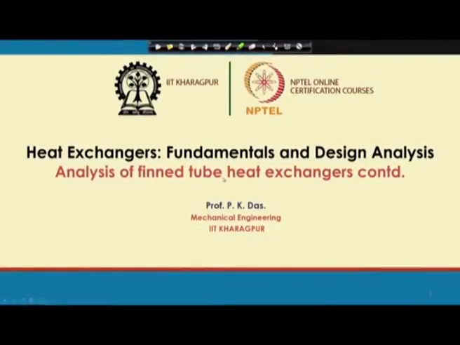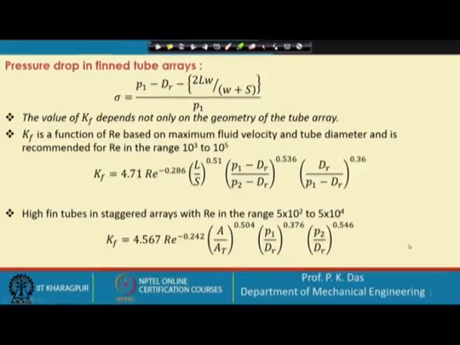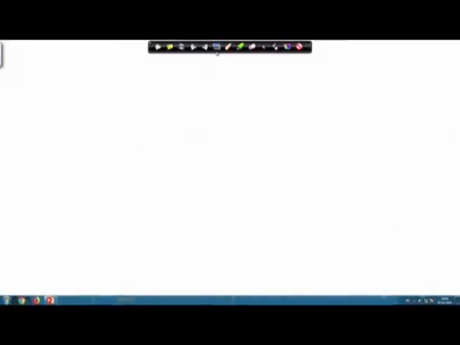Analysis of fin tube heat exchanger continued. We will continue with this, and let us go to the next slide. The next slide gives pressure drop in fin tube arrays, but before doing that, let me give certain overview, so that you will be able to understand what we are going to do.